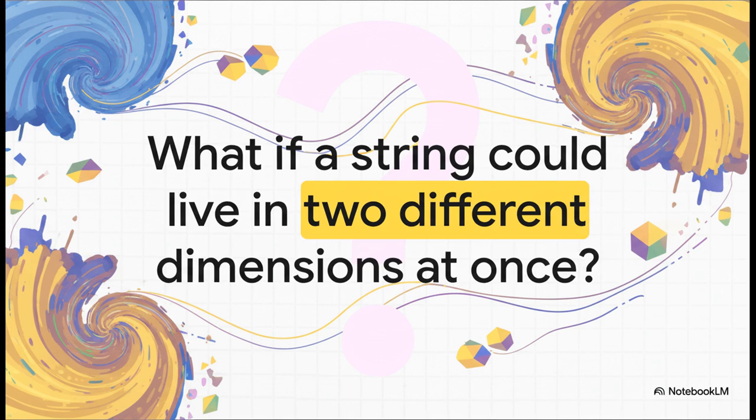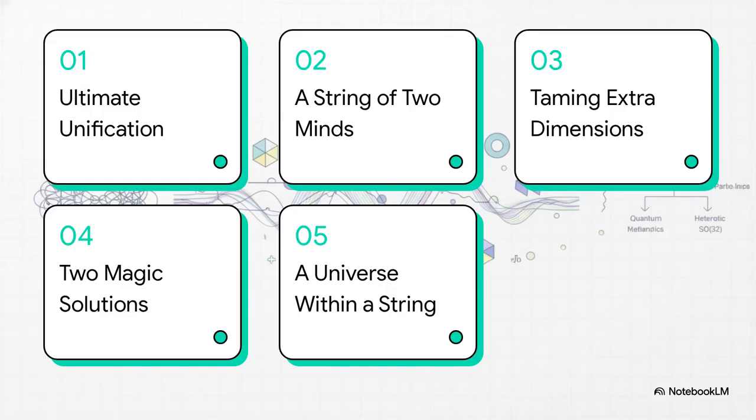What if the vibrations zipping one way down the string saw a totally different number of dimensions than the vibrations zipping the other way? It sounds like something out of science fiction, I know, but that's the wild idea at the very core of this whole explainer. And don't worry, we've got a plan.